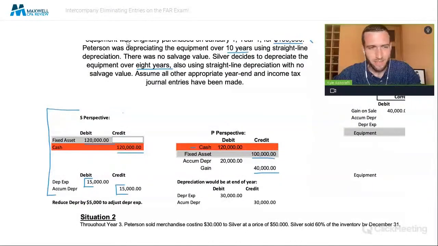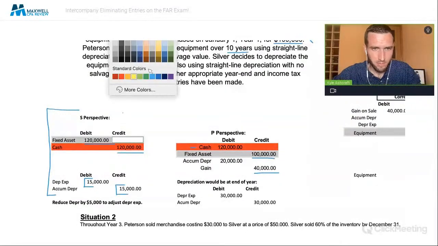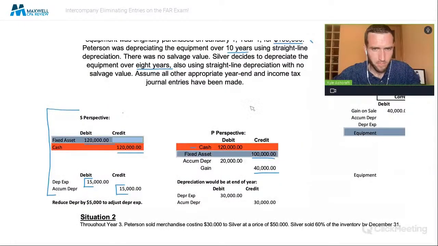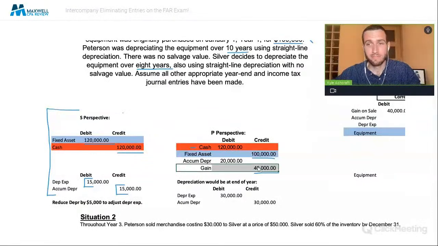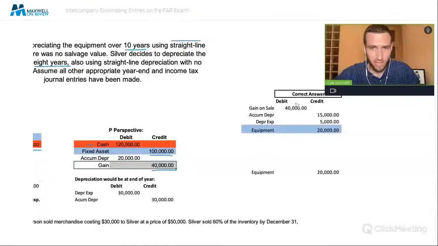I'm calling it fixed asset, equipment, just the same thing. Okay. What happens to the gain? It gets entirely deleted. So we just need to debit out this gain of 40,000. Easy enough.